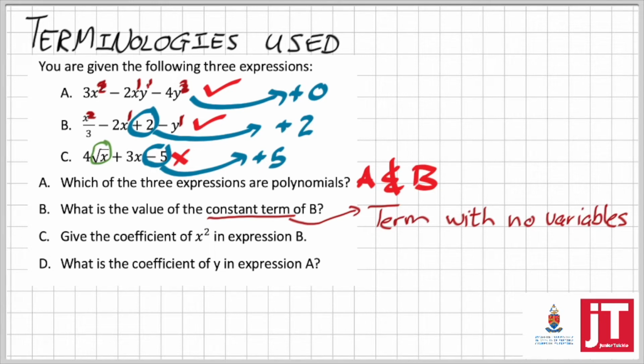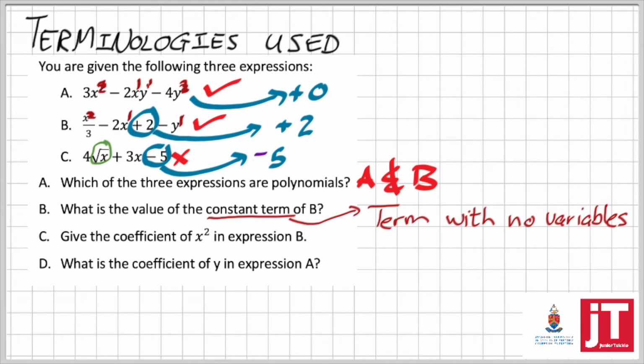In the B one, there's a plus 2 there that doesn't have an x or y in it. So that is my constant term. In the C, oh, I made a little mistake. Whoopsie, that happens. The 5 shouldn't be 5, but it should be negative 5. Because the negative 5 doesn't have an x or y. But specifically, the question asks for B. So that answer is positive 2.